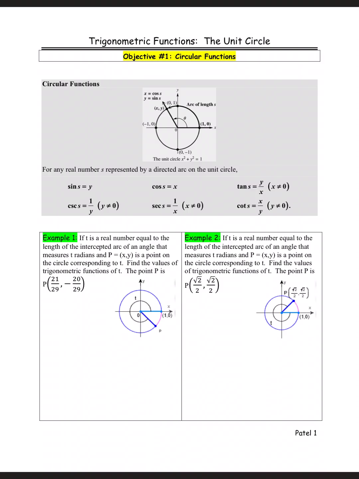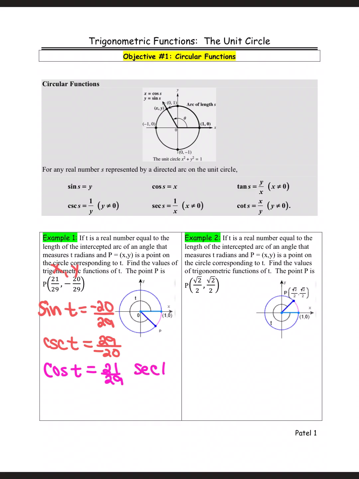So in the first example, I'm given a point, and I'm trying to find the values of the trig functions of t associated with the point P, 21 over 29, comma, negative 20 over 29, which is in quadrant 4. So sine of t is equal to whatever y is. So y is negative 20 over 29. Therefore, cosecant of t is the reciprocal of that, which is 29 over negative 20. Cosine of t is equal to the x coordinate, which is 21 over 29. Therefore, secant of t is equal to the reciprocal of that, which is 29 over 21.